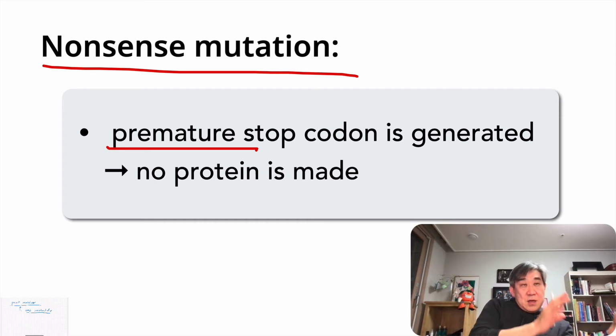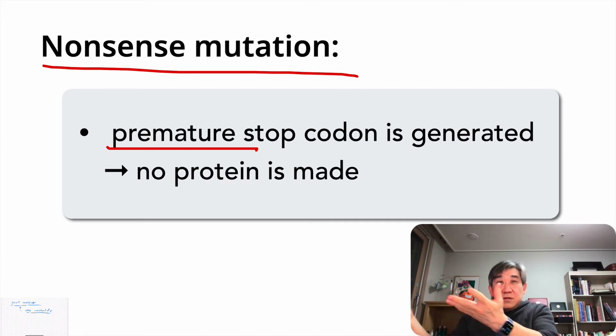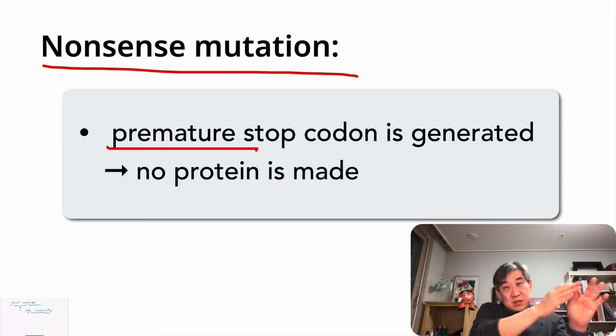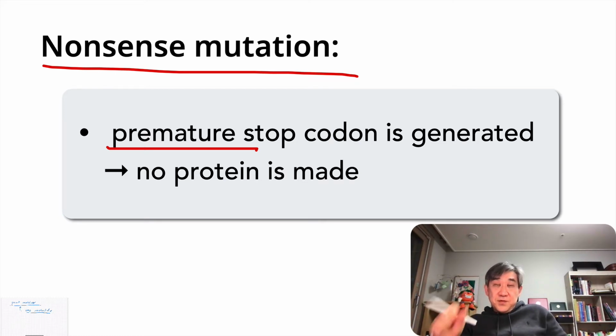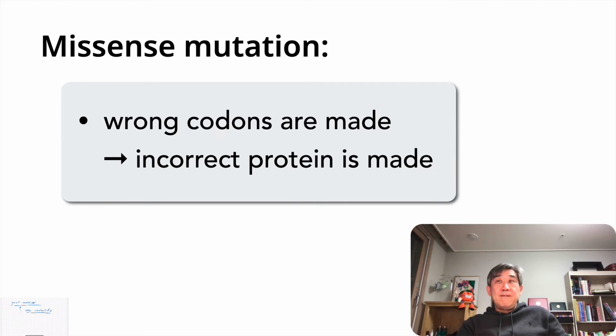Once you have the frame shift, then soon after, one of those 3 stop codons is generated as a consequence. And then from the start to the stop is a very short stretch. So virtually no protein product will be made. We call that a nonsense mutation.